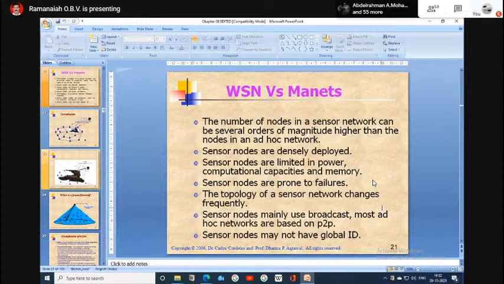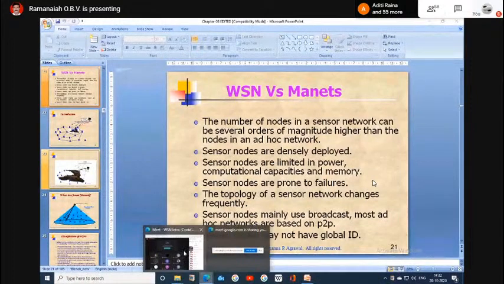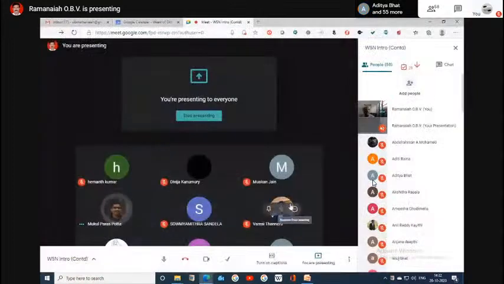Why the topology of sensor network? Yeah, please. Unless they are fixed or attached to something, they will be moving due to natural causes. I think so.